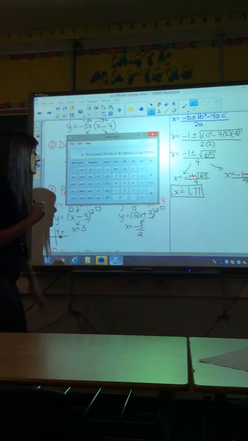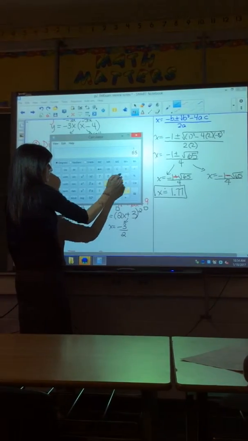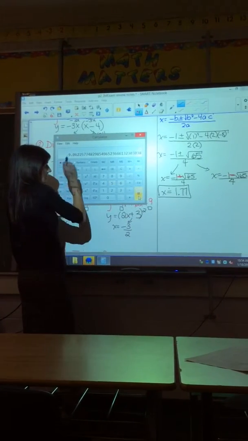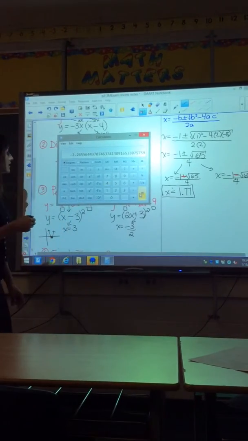I'm going to do it again with the minus sign. So negative 1 minus the root of 65 equals, that's the entire numerator, divide by 4 equals negative 2.27.